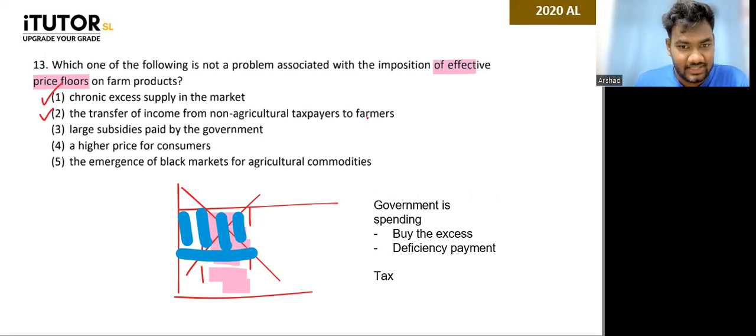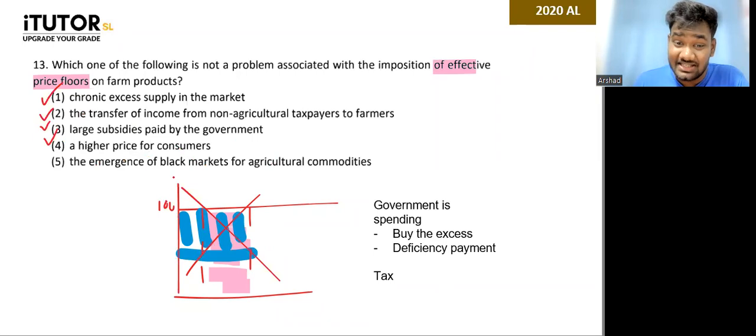Okay. Then large subsidies paid by the government. That's also a problem. For example, deficiency payments and all, these are huge subsidies the government pays. These are problems, guys, because whenever government is paying subsidies, they are taking tax money. And then higher price for consumers, yes, that's also a problem. When you put a minimum price to help the producer, the consumer has to pay a higher price. So that is also a problem.